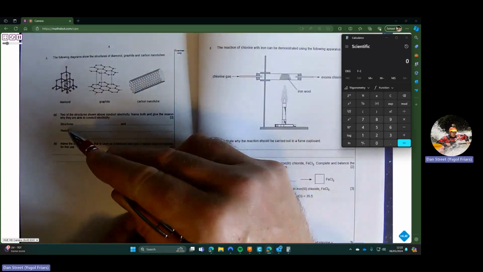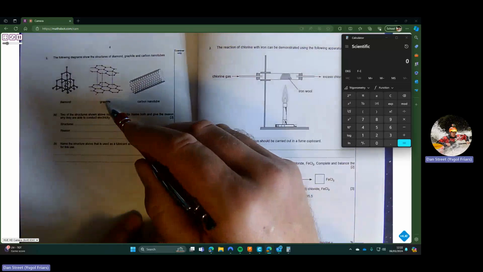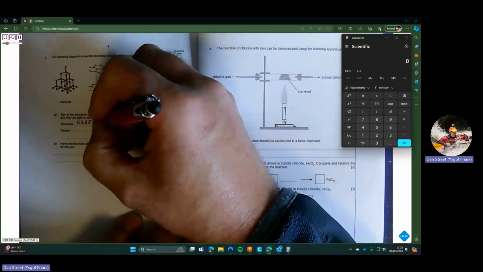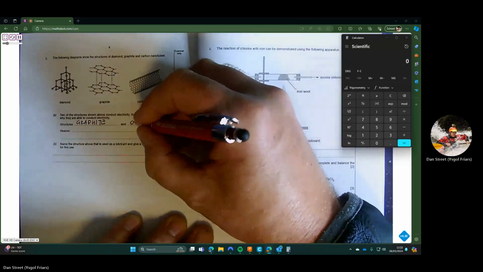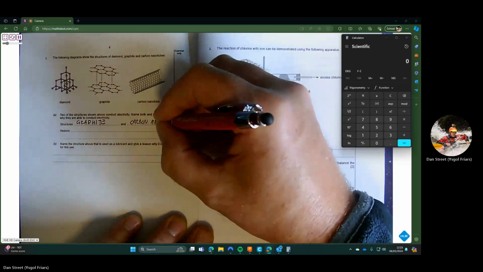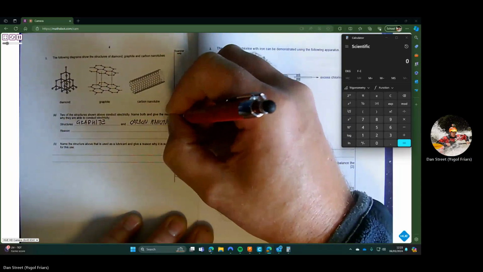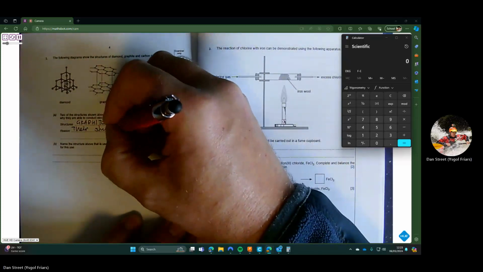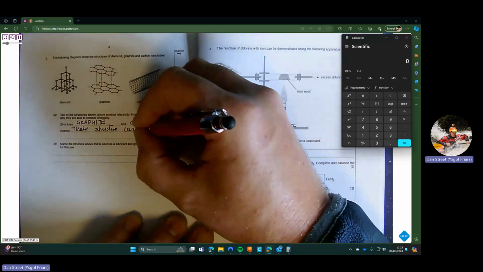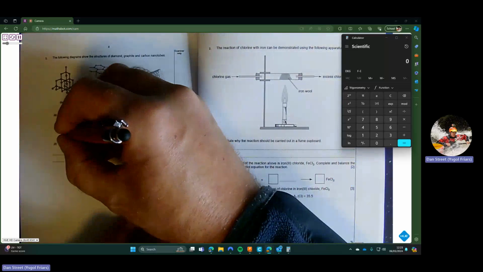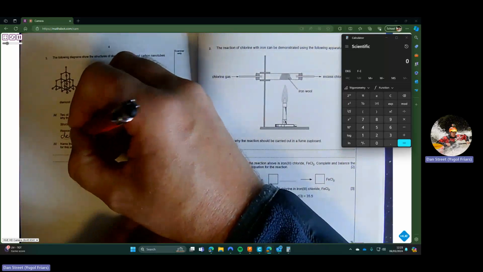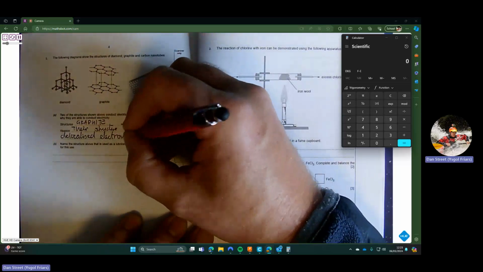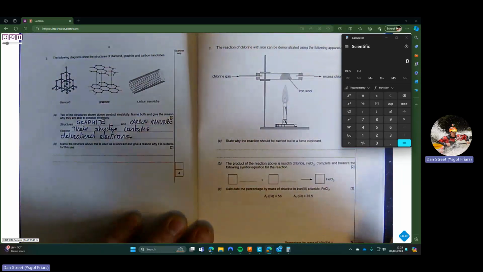And so to answer the question, the structures that are able to conduct electricity are graphite and carbon nanotubes. And the reason for that is that they both have delocalized electrons. So their structure contains delocalized electrons. And because they're delocalized, the electrons can move and they are charged, so they can carry current.